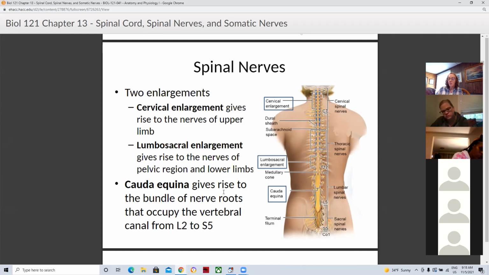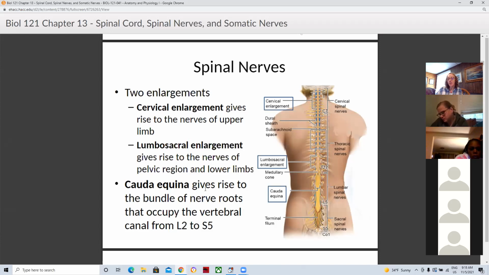The cauda equina, you guys, what does equina mean? Anyone here a horse person? My mom is a horse person. It means horse. So cauda meaning tail. So it looks like a horse's tail.